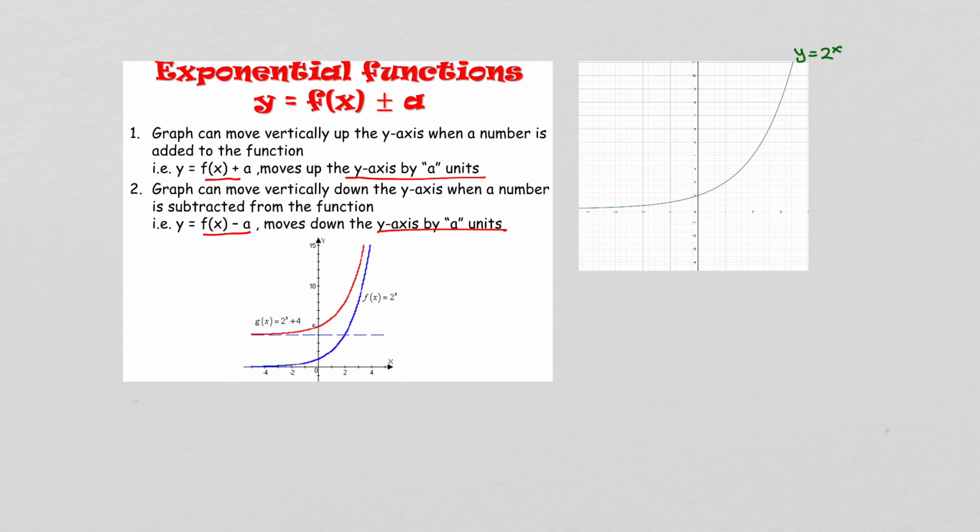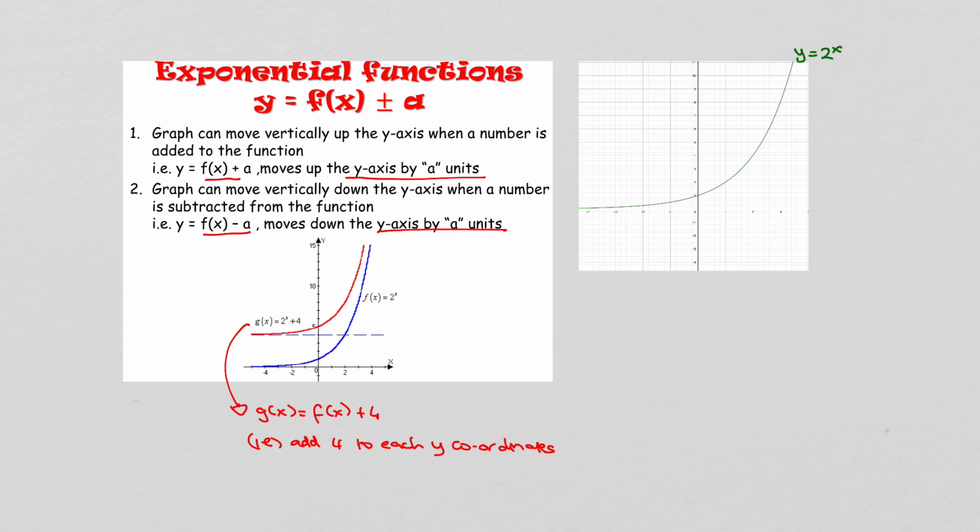So if we look at this example here, we can see we have f of x is equal to 2^x. The blue graph is our original function. And if we look at g of x is 2^x plus 4, basically what that's telling us is that g of x is 2^x, which was the function f of x, plus 4. So in other words, we are adding 4 to all of the y coordinates. All of the x coordinates remain the same, but the y coordinates increase by 4.